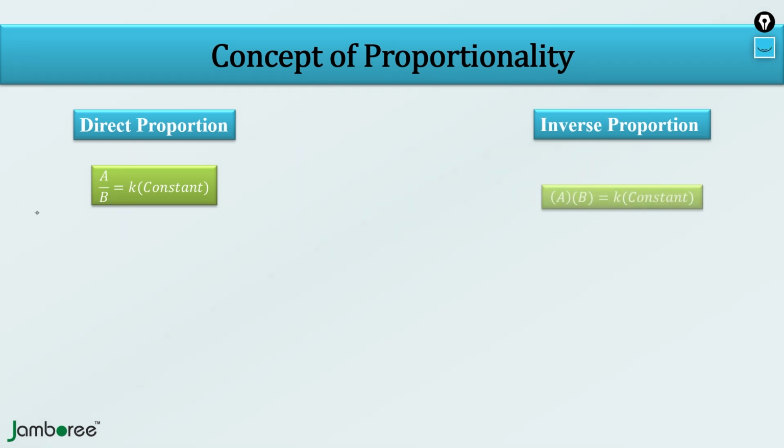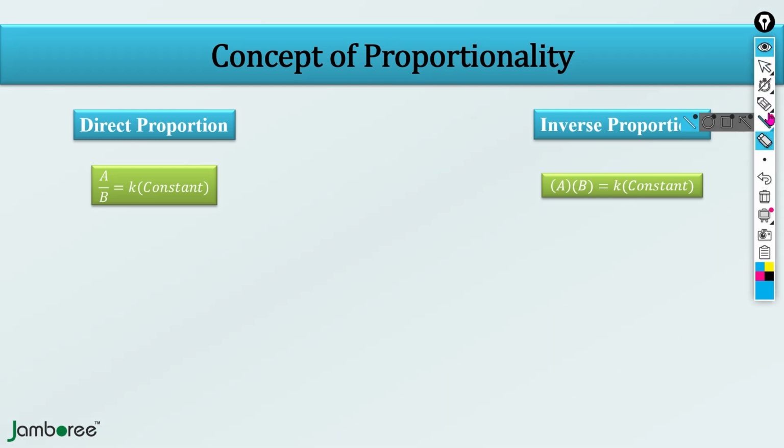Again, terms are in inverse proportion if their product is constant. For example, on your screen, here if A increases, to keep the product constant, B must decrease. Similarly, if A decreases, B must increase to keep the product constant. Till this point, it was the basics of proportion, and students generally don't face issues here.